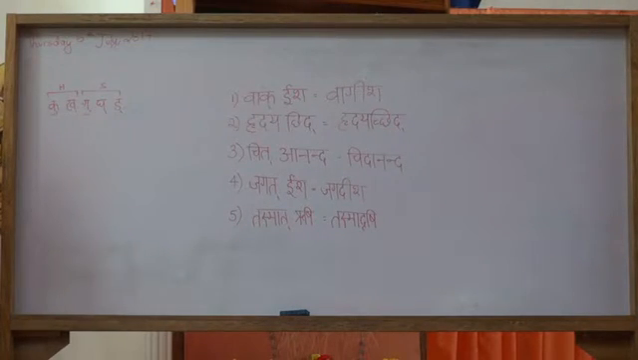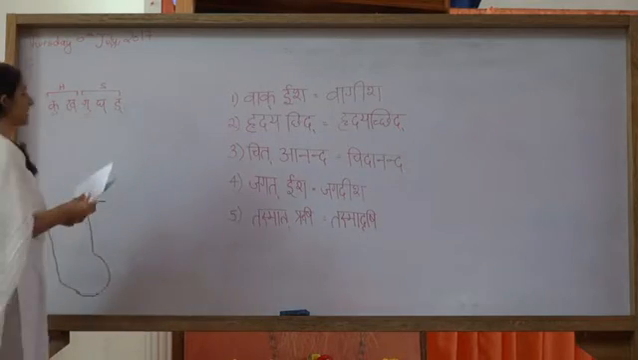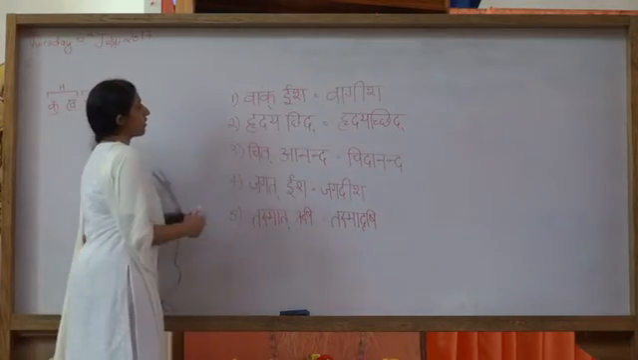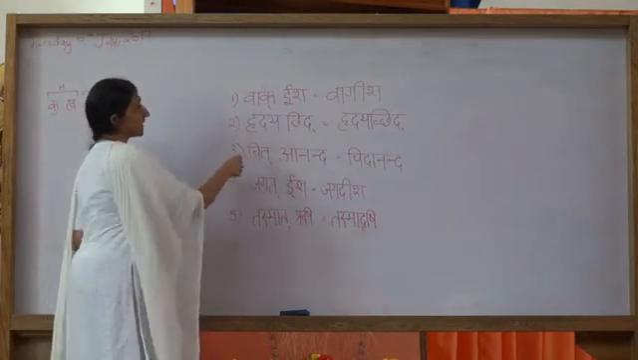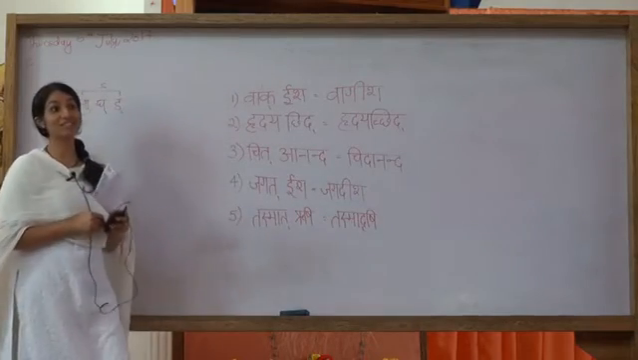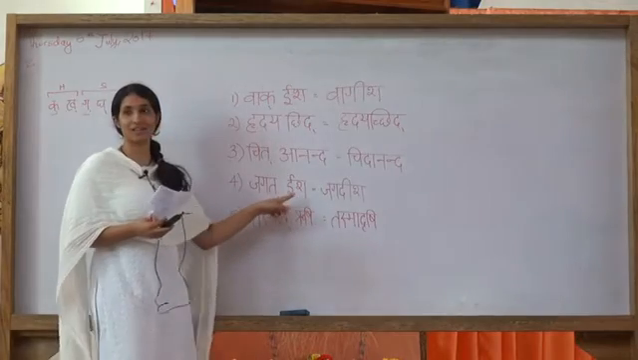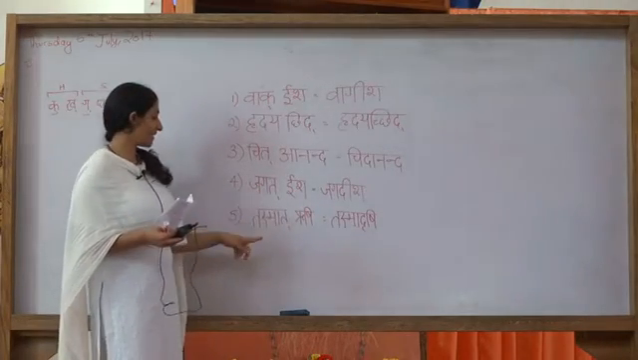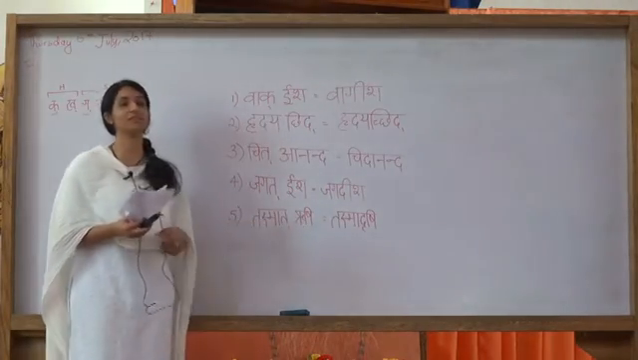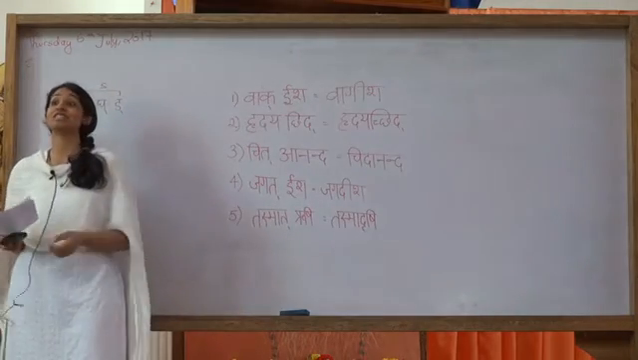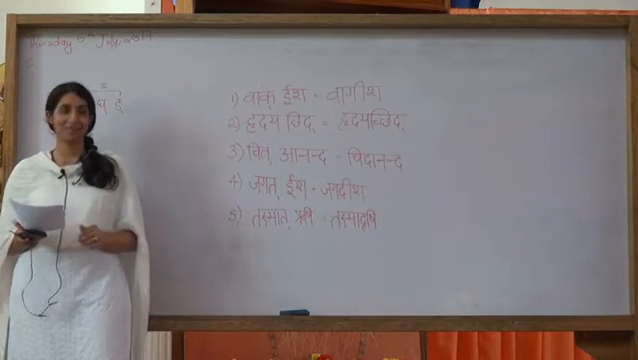The meaning. This one I'll check. I don't want to tell you the wrong meaning. Chidananda everybody knows, right? Consciousness, bliss. Jagat Isha is Lord of the world. And Tasmat Rishi means by that Rishi.